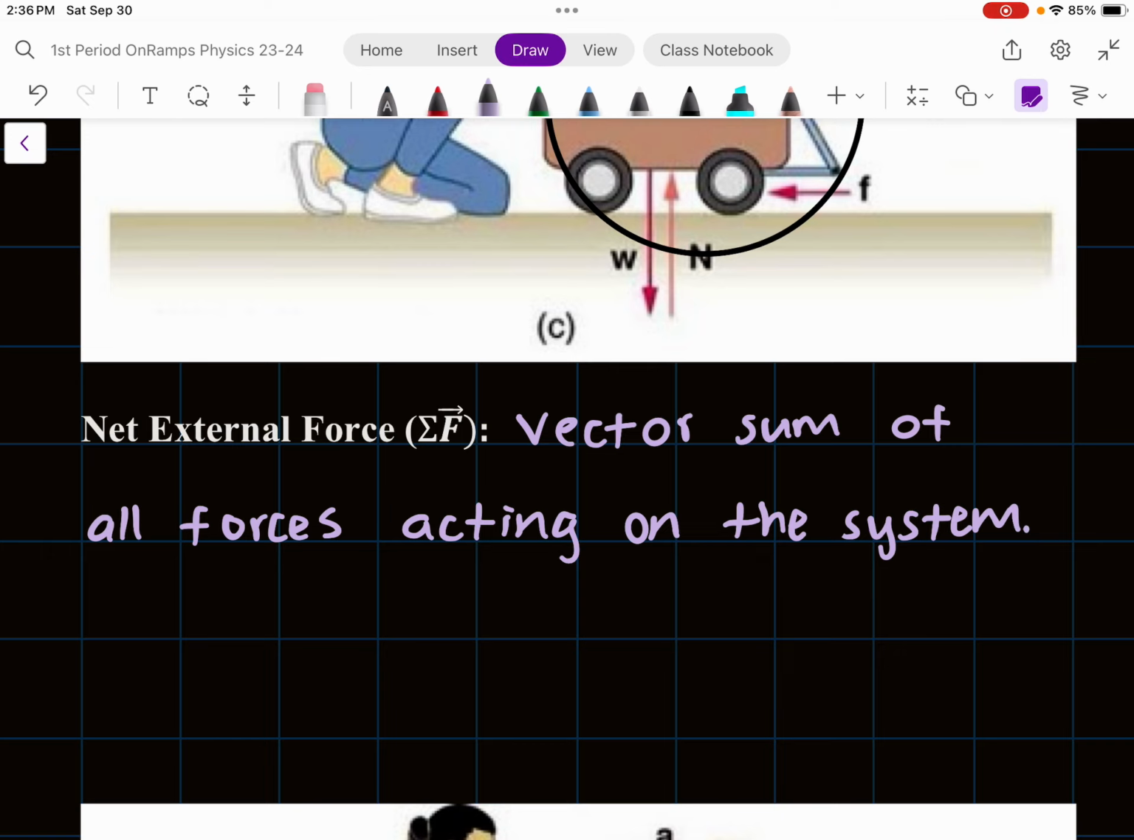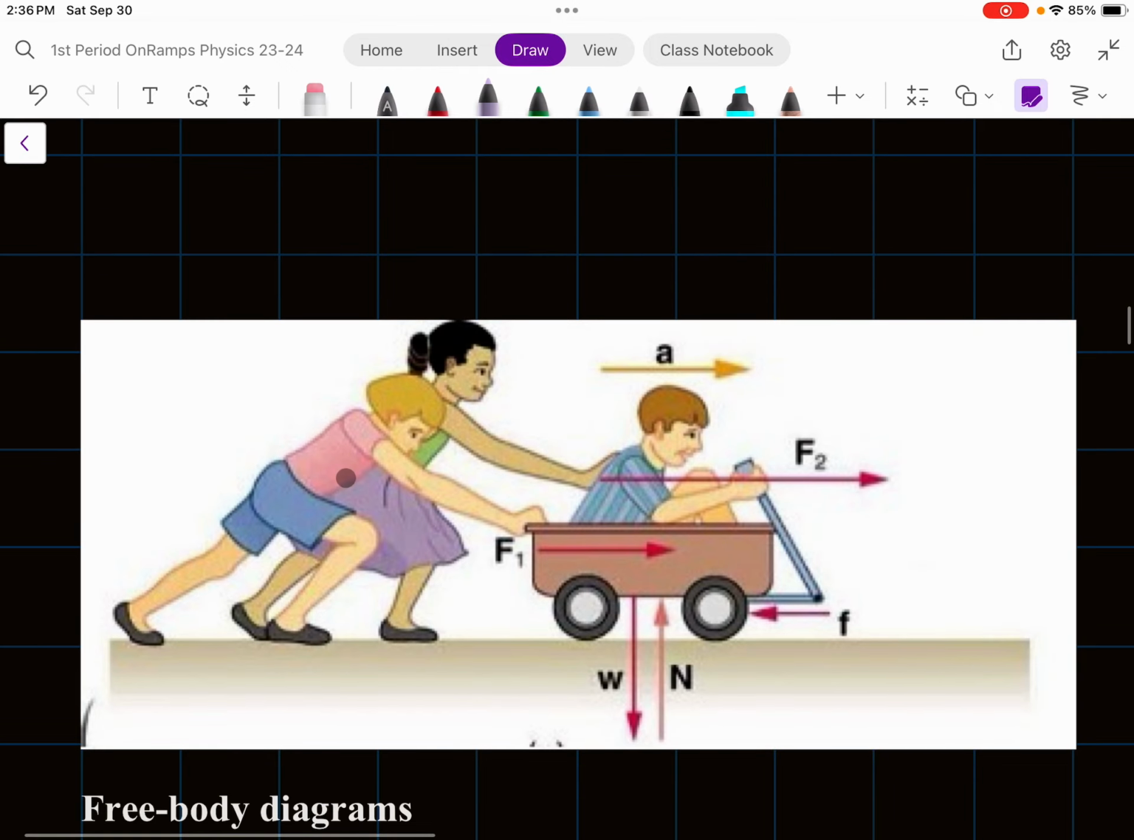For the previous two examples, we only had one person, one force being applied. Here we have two forces. Well, there's more than the two forces, right? Because we have friction, but we're not going to worry about that. So as you can see, we couldn't just say, oh, this girl's pushing the kid. Now we will have two girls pushing the kid, so we would have to account for all the forces acting on the kid-wagon system. Okay, that's what net external force means. Combining all the forces.